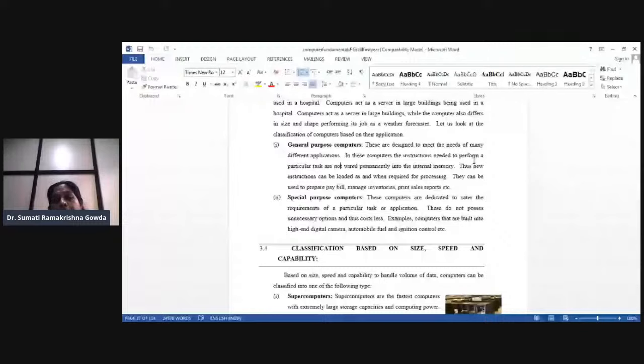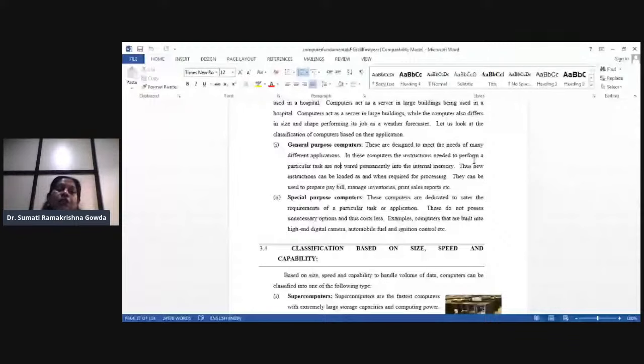Special purpose computers are dedicated to cater to the requirements of a particular task or application. These do not possess unnecessary options and thus cost less. Computers are built into high-end digital cameras, automobile fuel and ignition control, etc. See, special computers are used for specialized tasks. For example, a digital camera is a specialized computer. Then automobile fuel, means petrol bunk. Then ignition control. See, the best example is the washing machine in your house.